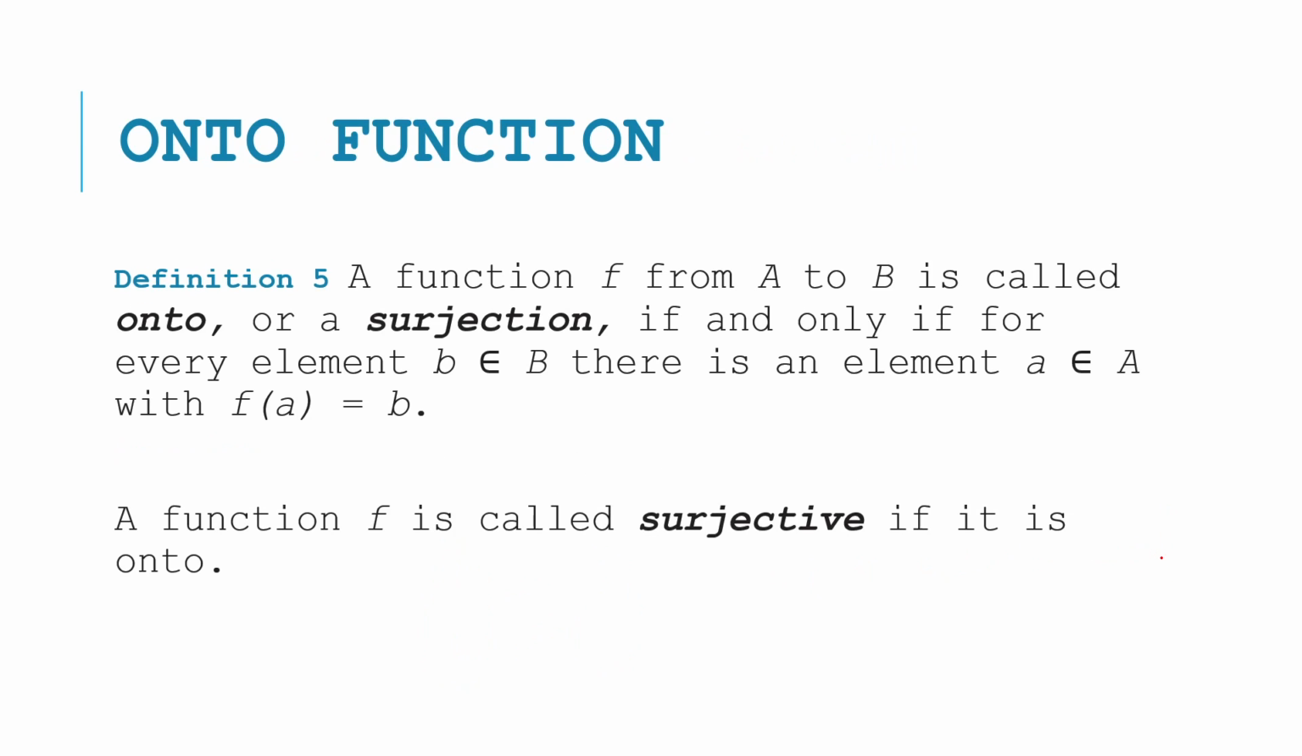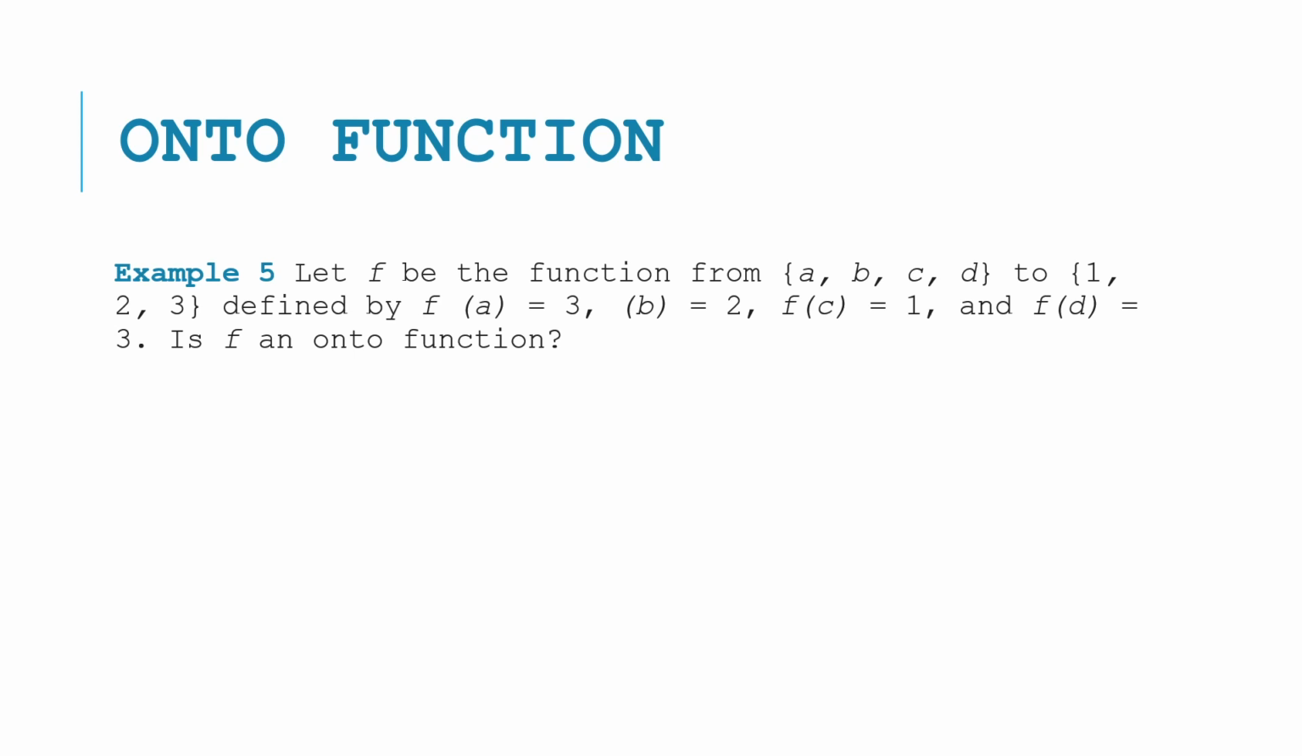Okay. A function is said to be onto or a surjection if and only if for every element b that is an element of set B, there is an element a that is an element of set A with f of a equal to b. A function f is called surjective if it is onto. So by the definition of an onto function, all the elements in our codomain must have a pre-image or must have a mapped domain value.